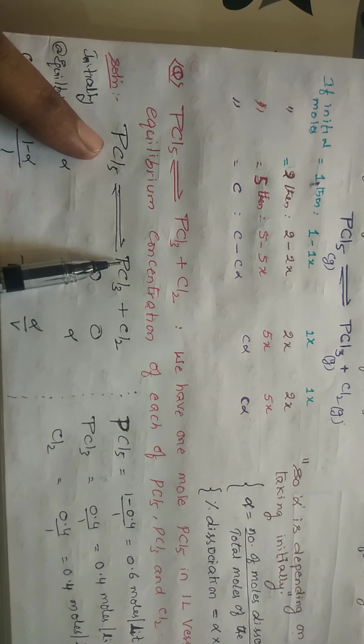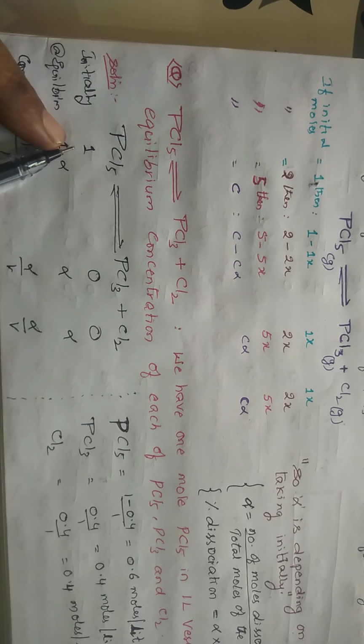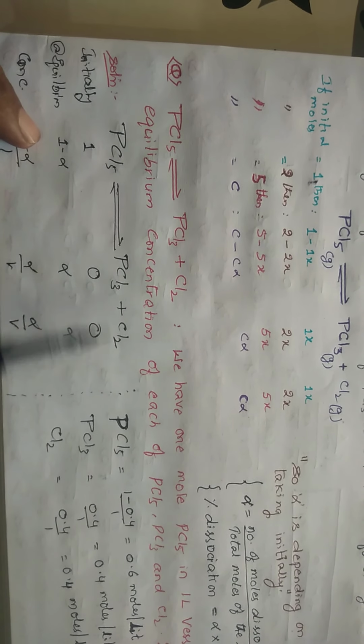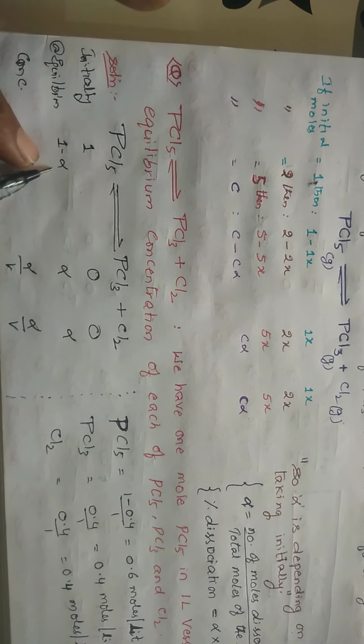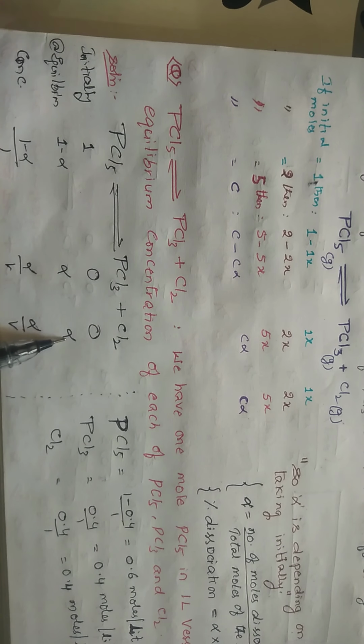So PCl5 is in equilibrium with PCl3 as well as Cl2. He is mentioning 1 mole, initially he has taken 1 mole. So what will be the amounts of the products initially? This will be 0 and this will be 0. If alpha is dissociated from PCl5, it will be 1 minus 1 alpha. If it is 1 alpha going, it should be 1 alpha formed, so this will be 1 alpha.